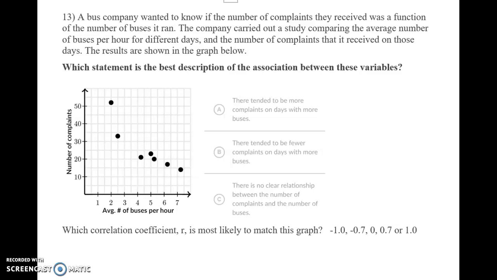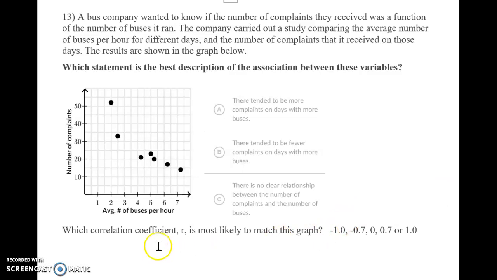A. There tended to be more complaints on days with more buses. Well, the number of buses is on the x-axis, and as you move to the right, you don't have more complaints, you have fewer. So B, there tended to be fewer complaints on days with more buses. That seems to be the one.